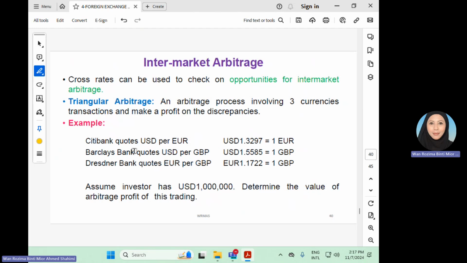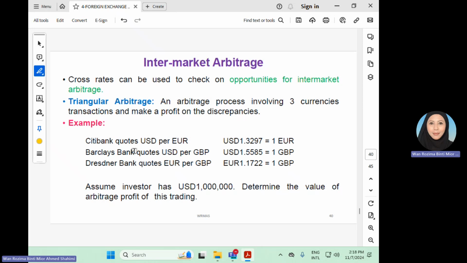So the cross rates can be used to check on opportunity for intermarket arbitrage, triangular arbitrage, and arbitrage process involving 3 currencies transaction and make a profit on the discrepancies. Okay, so now you have 3 quotations from 3 different banks based on 3 different pairs. There is an opportunity that you can earn profit from this. The profit is what we call triangular arbitrage.